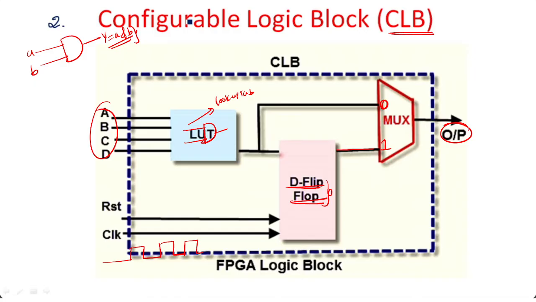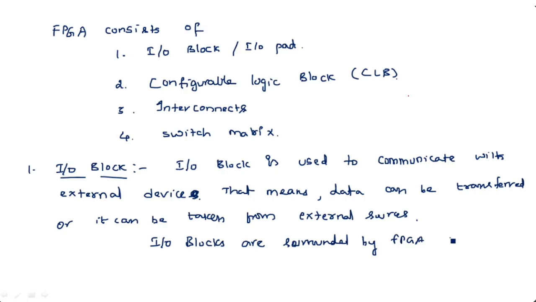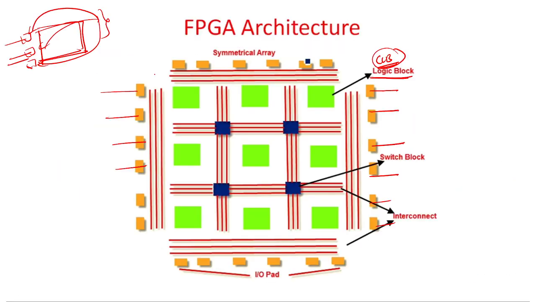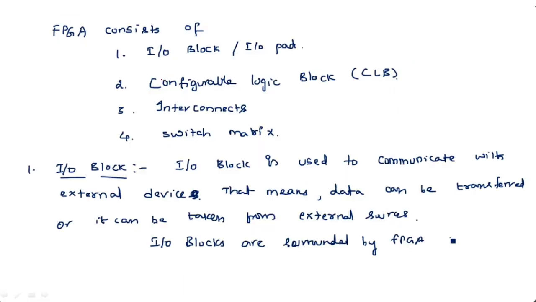Four inputs and one output. So like this, how many CLBs are there? Nine CLBs are there. So nine fours are 36 inputs you can accommodate, and nine outputs. 36 inputs and nine outputs we can accommodate.